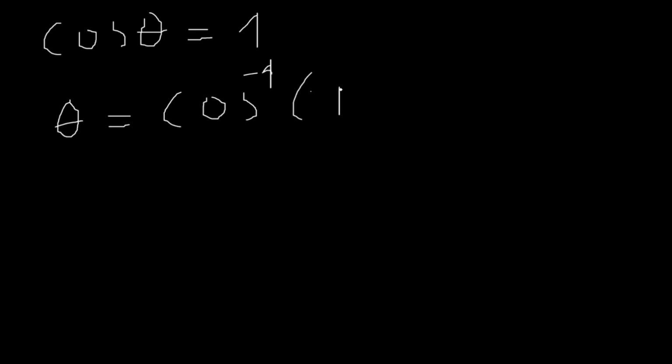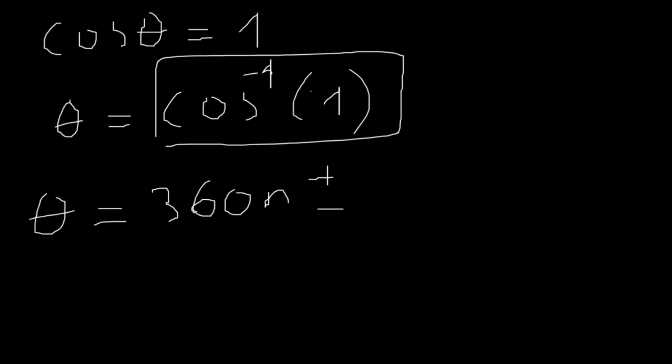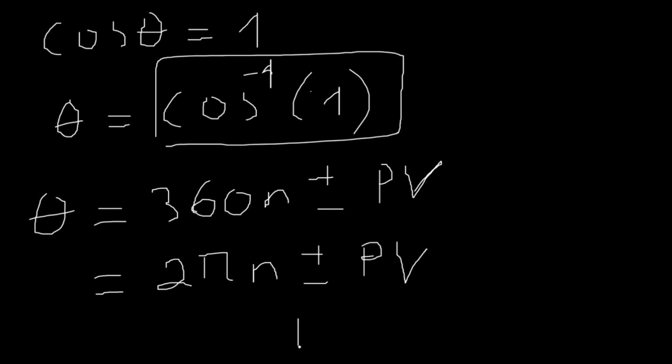For general solution, if you have cos theta is equal to 1, okay, our theta is equal to what? Cos inverse of 1 normally. Okay, that's the answer to theta. But if you're asked to use the general solution, there is a possible value that you can have here. Our theta is equal to what? 360 n plus minus pv. That's this pv. Okay, in pi we have 2 pi n plus minus pv, and pv equals to what? Cos inverse of theta of this value.